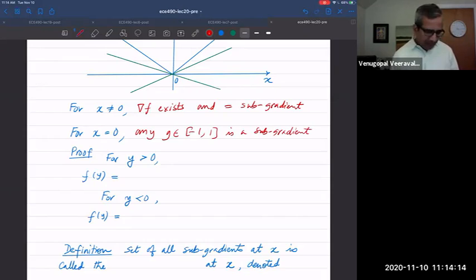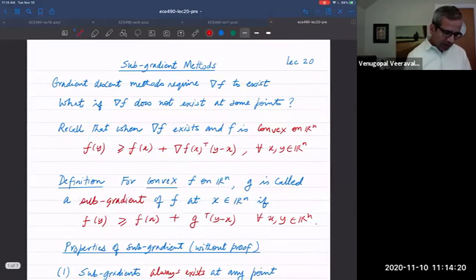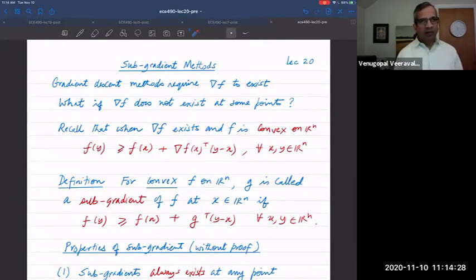Now we can prove it formally. To prove that something is a subgradient, you need to show that this condition is satisfied. That's how you prove that something is a subgradient. There are 3 homework problems in the latest homework where you're asked to find subgradients, and in all those 3 examples, you basically have to verify this condition to show that it's a subgradient.